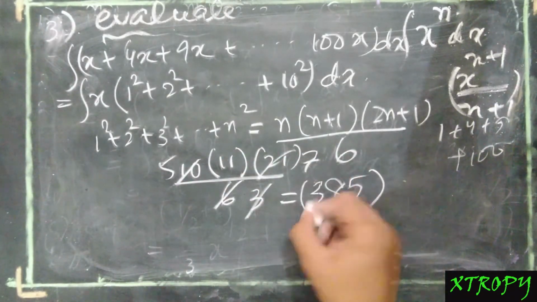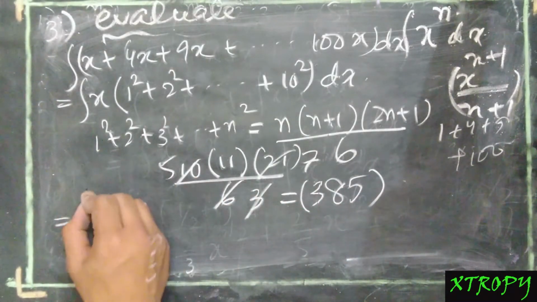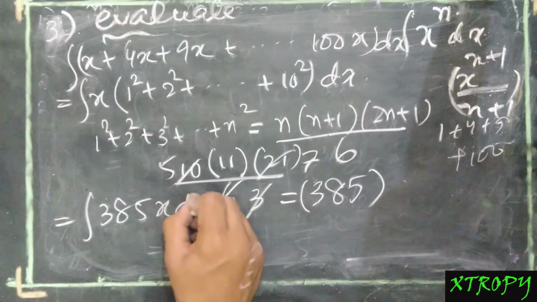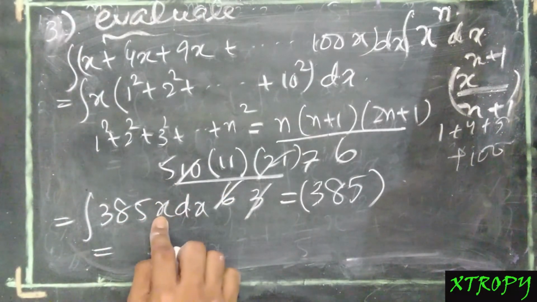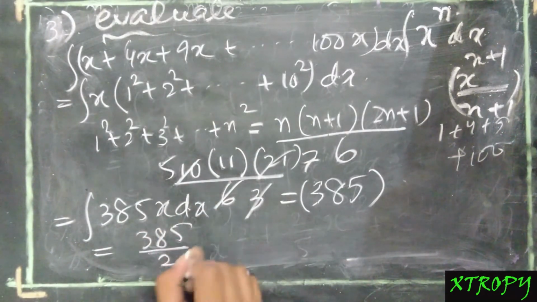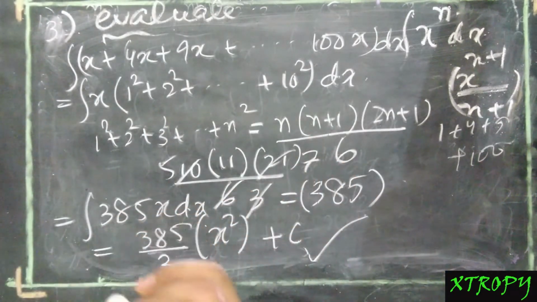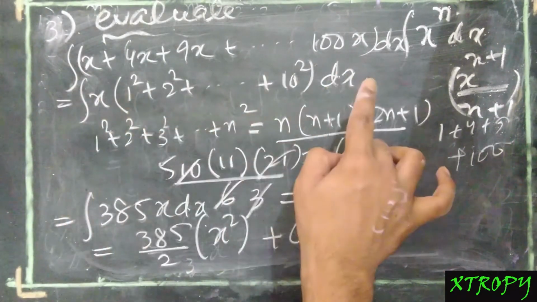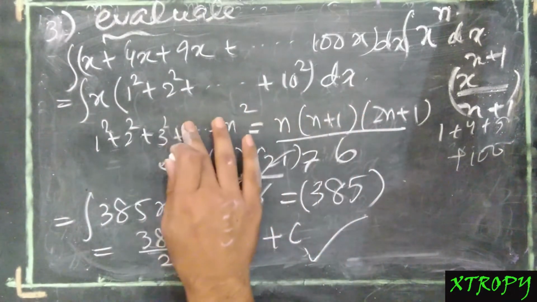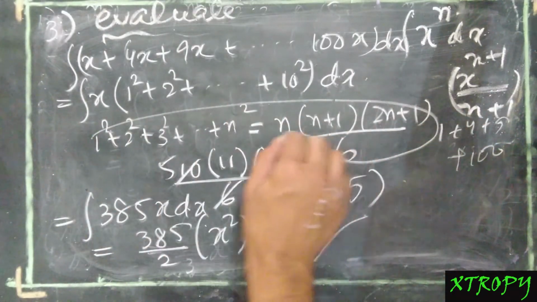Therefore, the integration results to the integration of 385 x dx. Now the integration of x is x square by 2. Therefore, the final answer is 385 by 2 x square plus c. So here we not only learned integration, but we also saw a different formula. This formula is known as the sum of squares of n numbers, and this is the formula. I think this formula will be quite handy to you in your future questions.